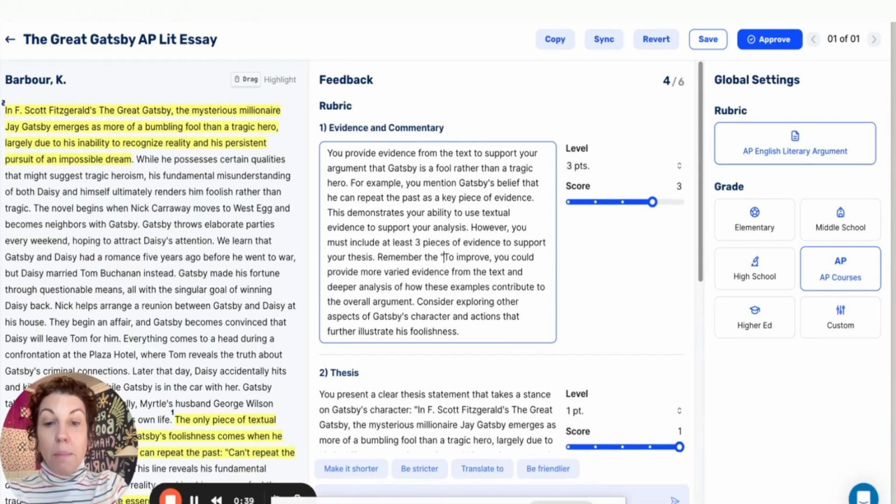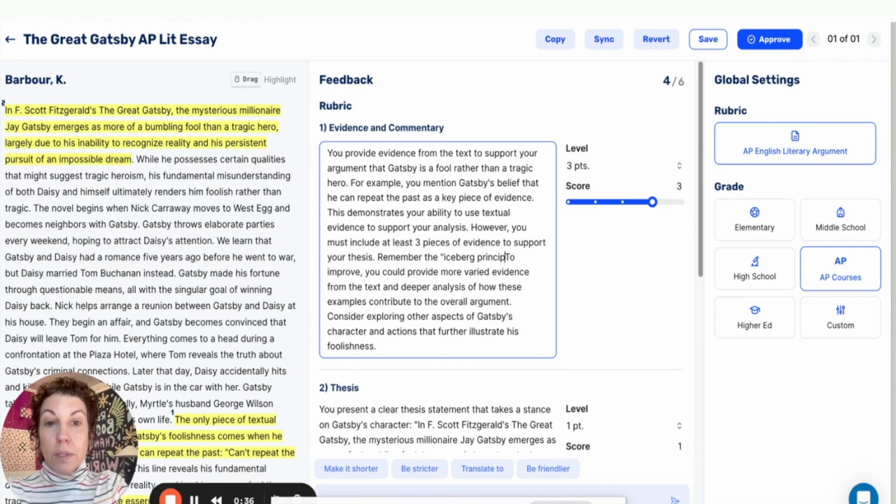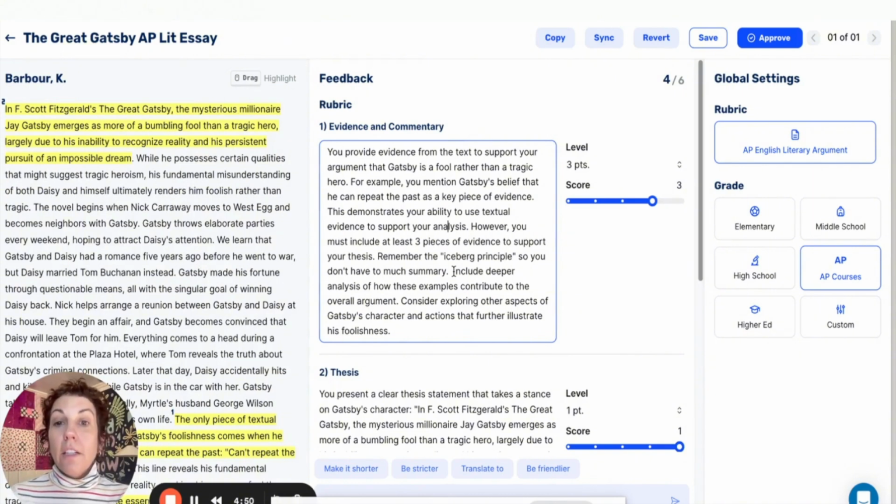So I'm going to just say, remember the iceberg principle so you don't have too much summary. I'm going to keep this part, include deeper analysis of how these examples contribute to the overall argument. I love this final detail here in this part of the rubric. Consider exploring other aspects of Gatsby's character and actions that further illustrate his foolishness. I love that this is a specific thing that it's like, hey, dig into his actions.